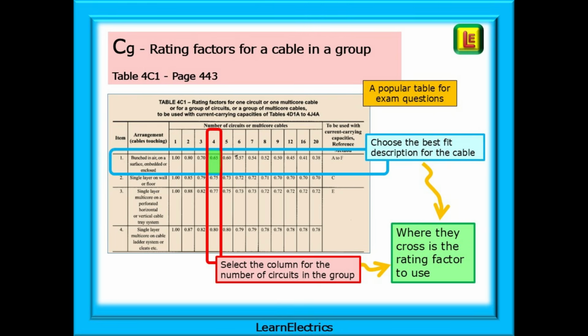CG is for grouping, for cables grouped or bunched together by different methods. Table 4C1 on page 443 shows the choices that we have. We can choose the installation method, and we can choose the number of circuits or cables bunched together. Again, a popular choice for exams.